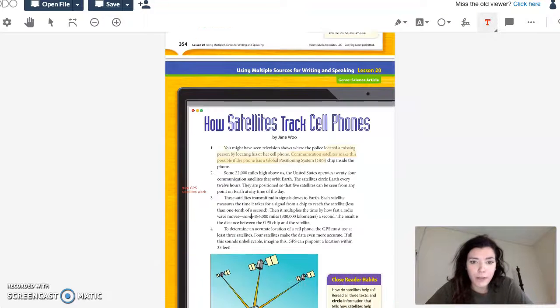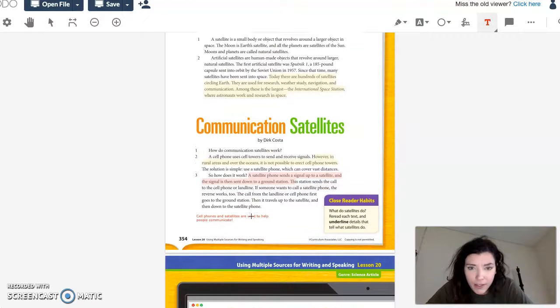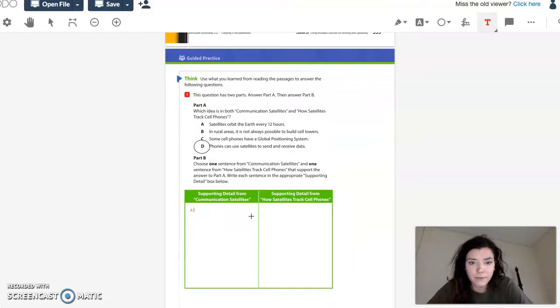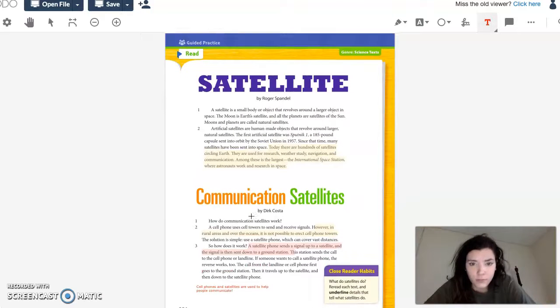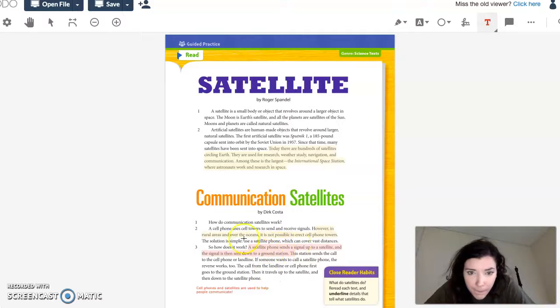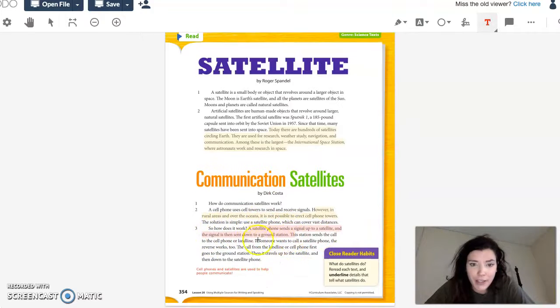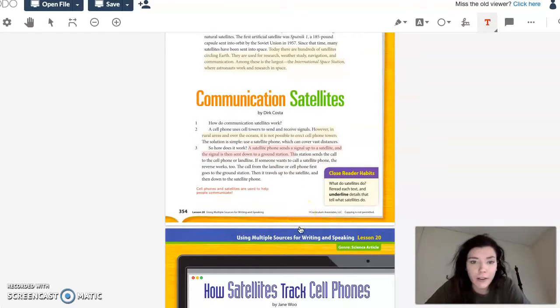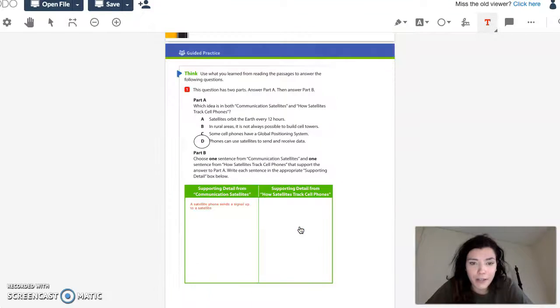So I'm just going to write that into here. So it says a satellite phone sends a signal up to a satellite. And as I'm typing it, you could be writing it in your book. And the signal is sent down to a ground station. And then we can include this station sends the call to a cell phone or landline, because that's really how it's giving information, right? So I'm going to say the signal is then sent down to a ground station.